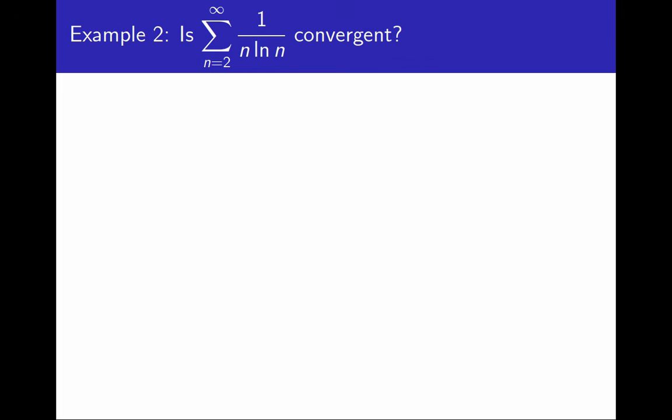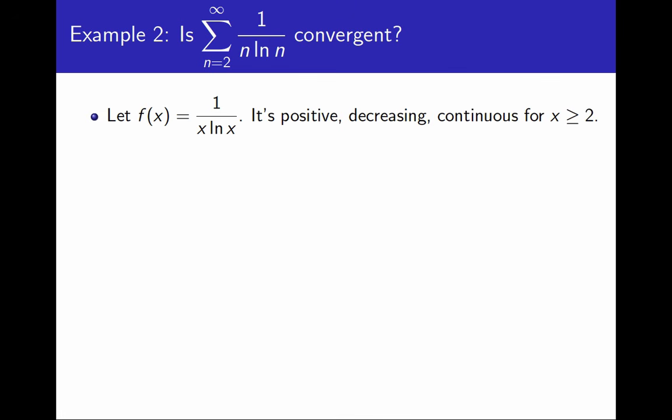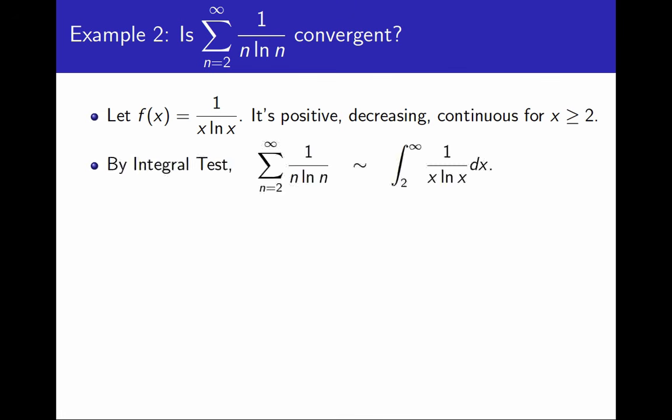I want to use the integral test, so I'm going to look at the function defined by the same equation, f of x equals 1 over x ln x. Starting at 2, this function is positive, decreasing, and continuous, so I can use the integral test. And by the integral test, the series will behave like the improper integral, so one is convergent if and only if the other is. Why is this good? Because there's something else I can do for the improper integral, which is to actually find an antiderivative, and that's exactly what I'm going to do.